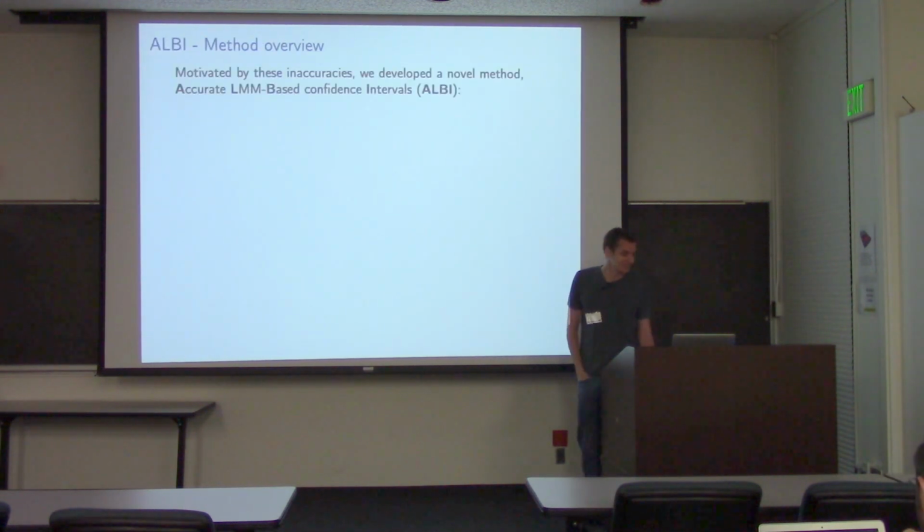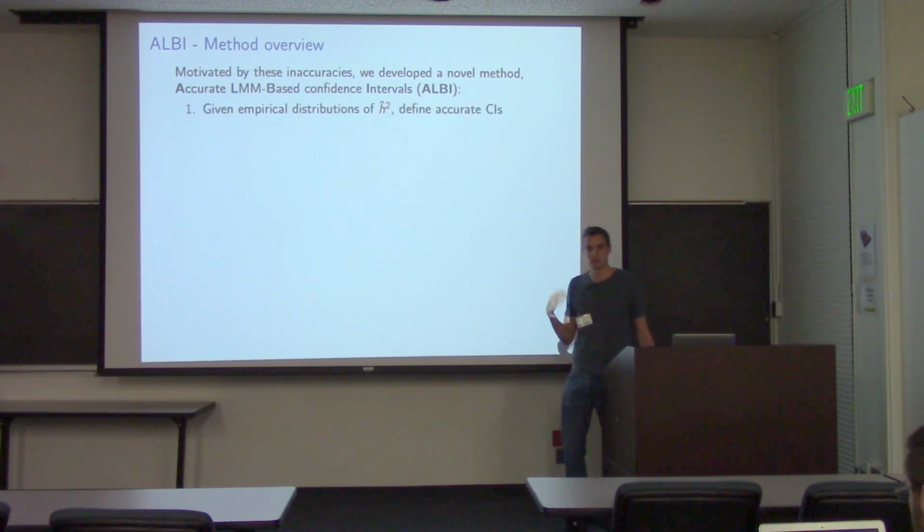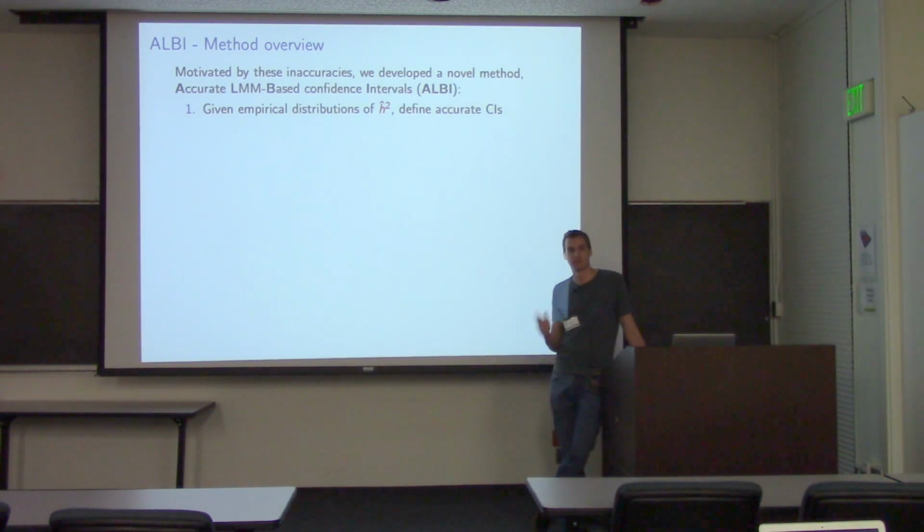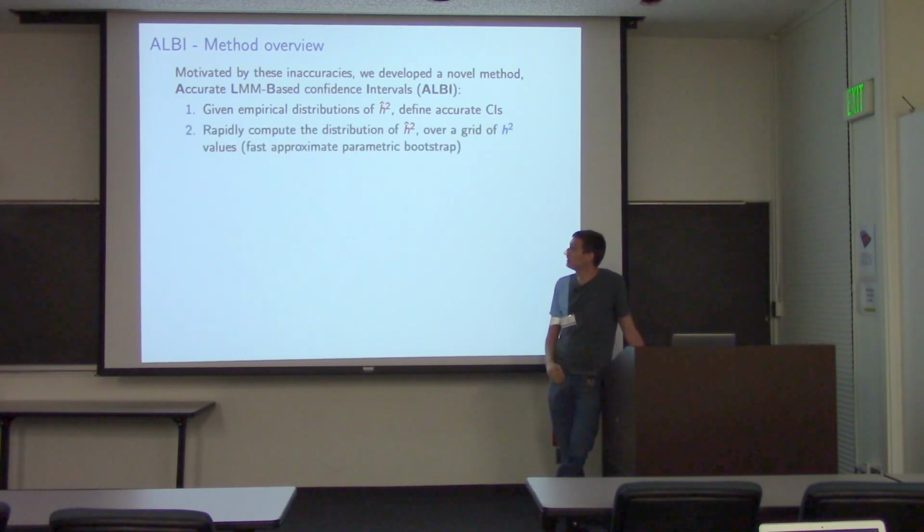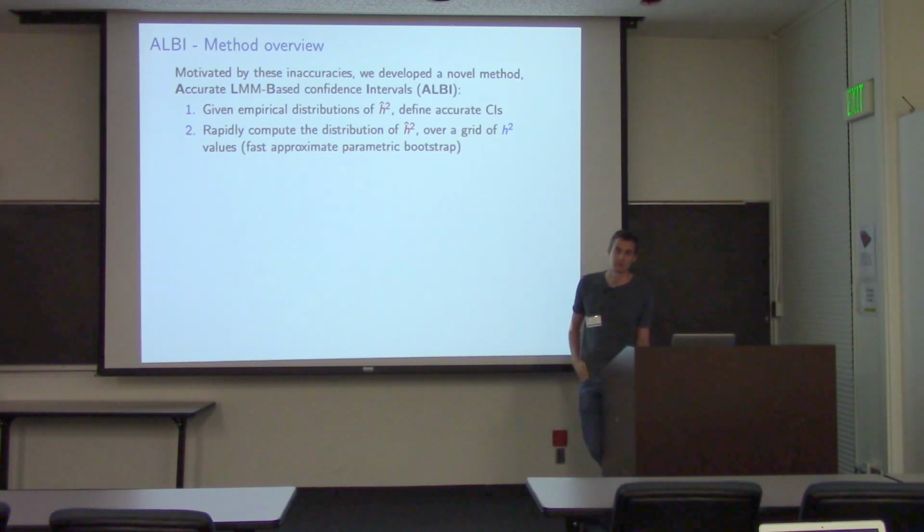Okay, so motivated by these inaccuracies, we developed this method, ALBI, which does basically two things. The first one is, suppose we had the empirical distributions of the estimator at each true value for heritability. We define a way to create accurate CIs, which have the exact coverage probability. And the second thing is how to actually calculate these distributions of the estimators by using a parametric bootstrap, but we're doing it using some tricks to make it much faster. So this becomes tractable and feasible and doesn't take forever.